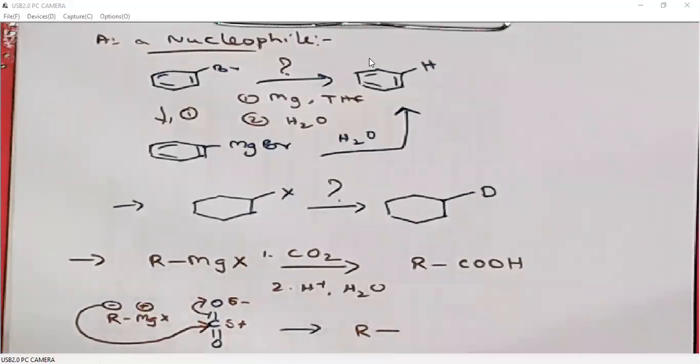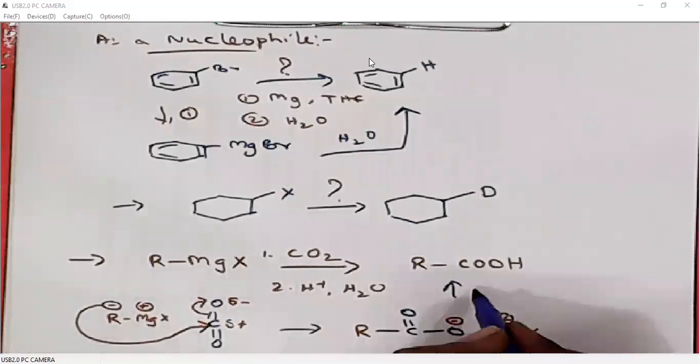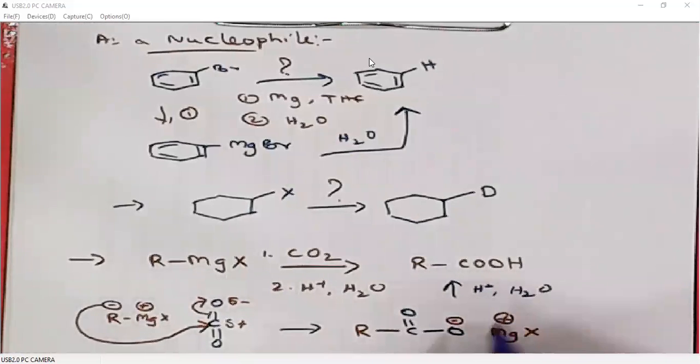So the product is R, C, one double bond is there. Now this double bond is converted to single bond. So we are generating a negative charge. And of course, MgX is the counter ion. And finally, when we add water or dilute acid, O minus will pick up the proton and it becomes carboxylic acid. Of course, magnesium halides will be hydrolyzed to magnesium oxides.